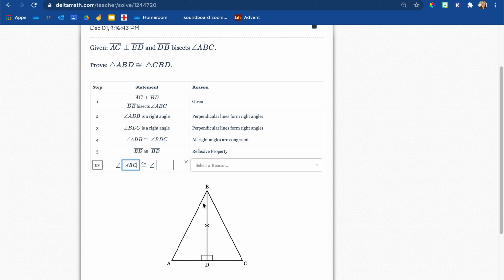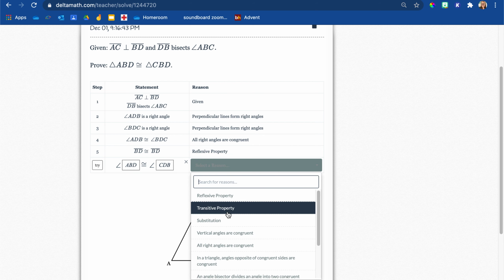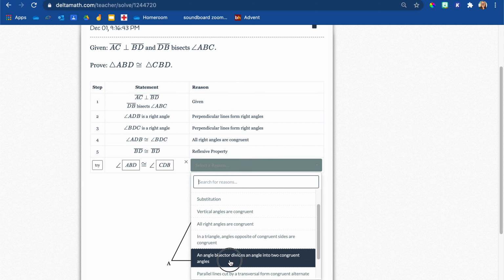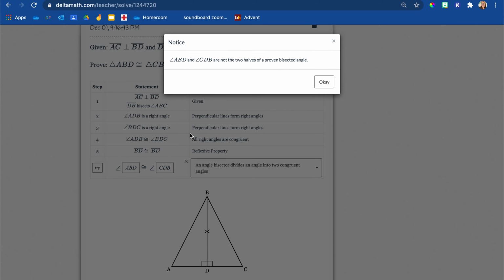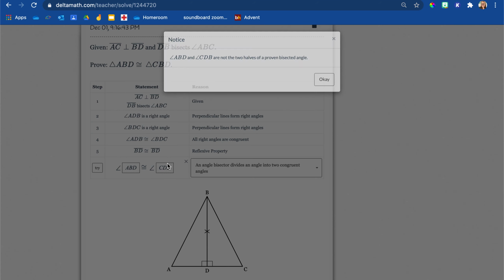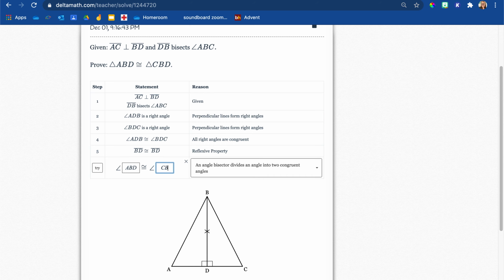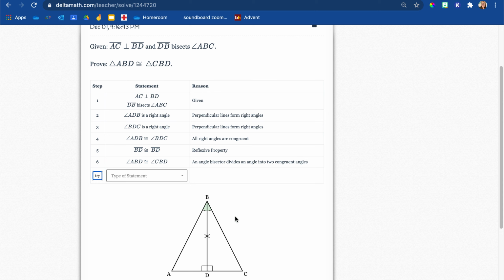ABD is this angle right here. And then CDB is this angle right here. And those are going to be congruent because an angle bisector divides an angle into two congruent angles. Oh, I typed that wrong again. Whoops, CBD. There we go. That's referring to this angle and this angle.